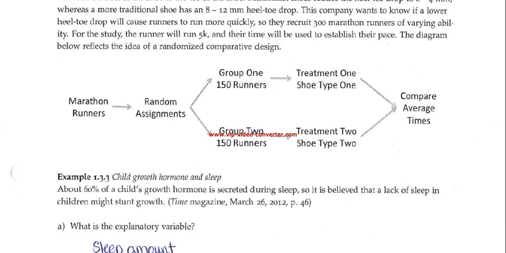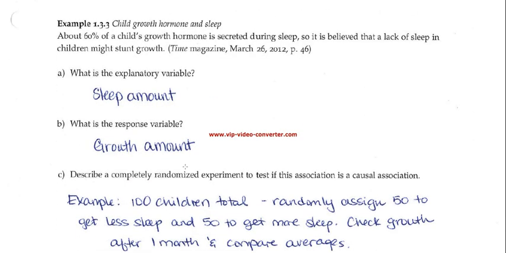Here's another quick example, child growth hormone in sleep. It says about 60% of a child's growth hormone is secreted during sleep, so it's believed that lack of sleep in children might stunt growth. So if we're looking at our variables here, we're seeing if sleep is going to affect growth. So we have those as our explanatory and our response variable.